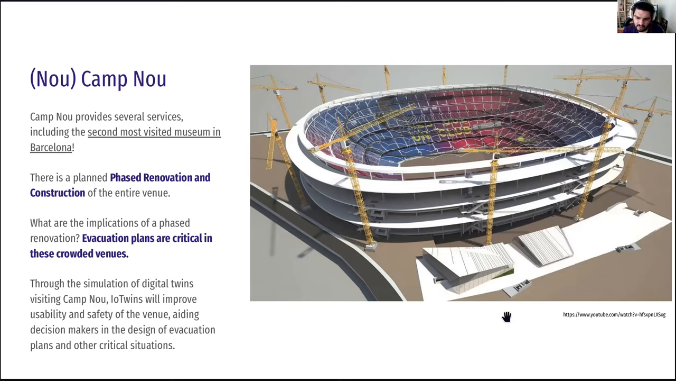So if you want to make this place safe, there are regulations that say if you're working in a renovation, you need to have an evacuation plan that considers the different modifications that you're doing in your building, and also the restrictions. So if you say this part of the building is closed, that changes the way that people are supposed to evacuate the building. So for every small change in the building, you need to have a new evacuation plan. You need to understand how people will react in case of an emergency.